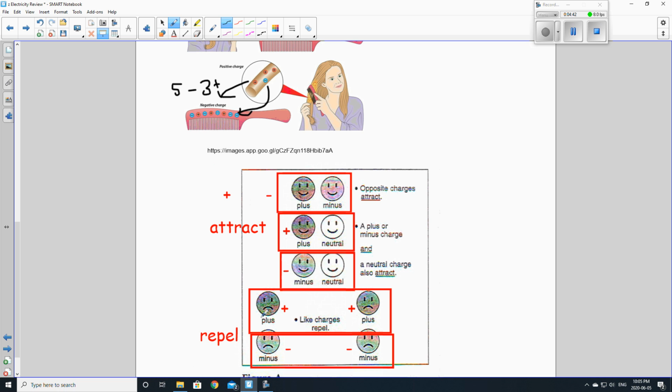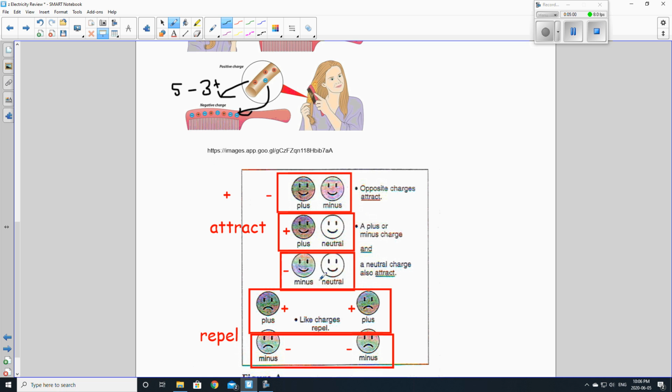Okay, repel means that they're far apart. They push away from each other, just like two magnets: when you hold North and North together, they push apart. There's a force of repulsion. So they repel.